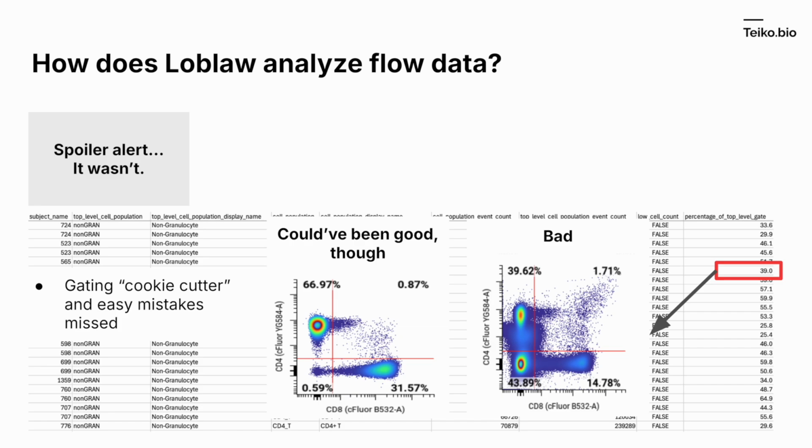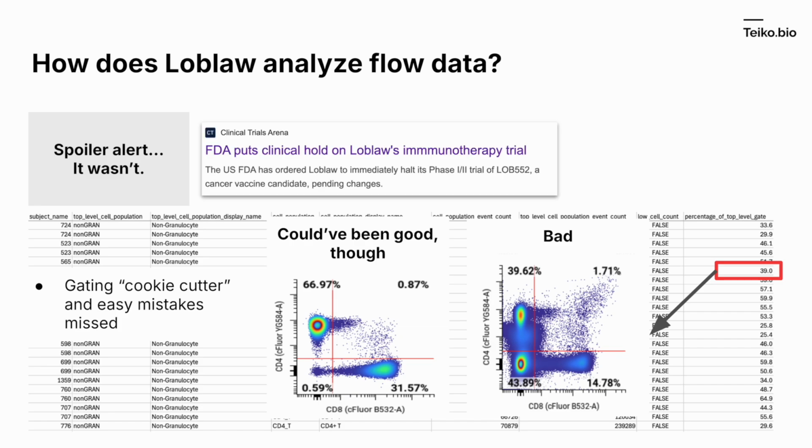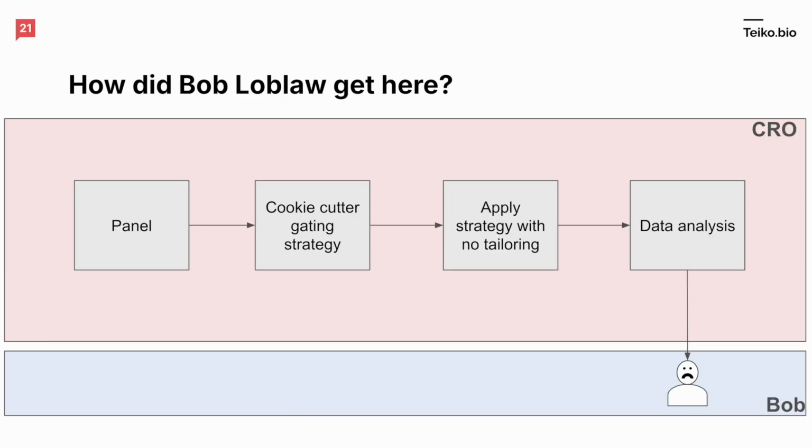And it didn't have to be this way. Now the FDA put a hold on Bob's trial, and Bob is updating his LinkedIn as we speak. So, poor Bob, it didn't have to be this way. How did he get here? Well, he started with a cytometry vendor. They gave him an off-the-shelf panel. They gave him a cookie cutter gating strategy. They applied that strategy with no tailoring, no data cleanup, and then gave him this data analysis. So you got a really unhappy guy there.